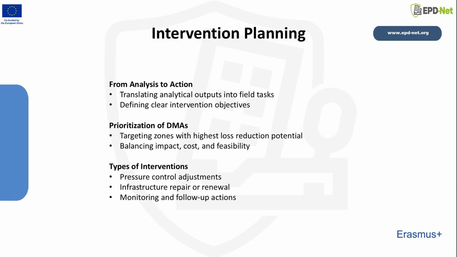Intervention planning is the stage where analytical insights are transformed into concrete operational actions. In the UKIP project, this involves translating model outputs and scenario results into clear tasks that can be implemented by field teams. DMAs are prioritized based on their potential for loss reduction, as well as practical considerations such as cost, accessibility, and operational feasibility. This prioritization ensures that limited resources are directed toward interventions with the greatest expected impact.